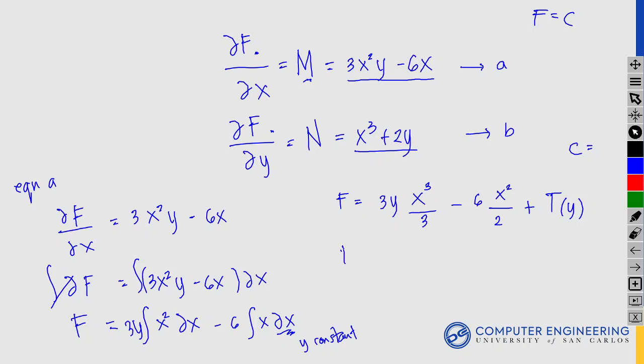We can simplify this: f equals y x cubed minus 3x squared plus t of y.